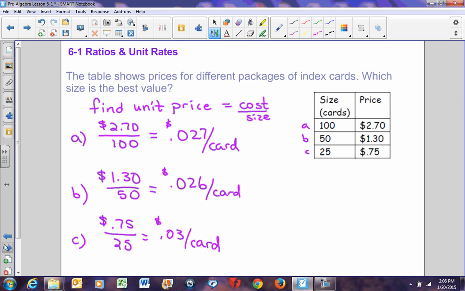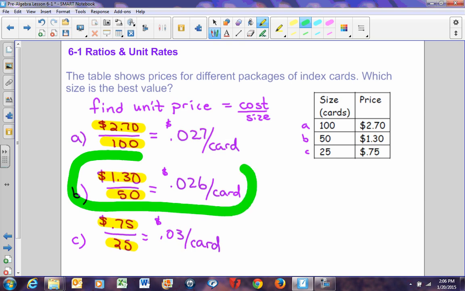And these are exactly the things I would need to see on your paper to prove that you actually plugged them in your calculator. You need to tell me what you would put into your calculator, and obviously what you got as a result out of your calculator. So if we look at these 3, clearly there is one that's a little cheaper than the rest of them. Which size is the best value? The best value is the 50 card size. So we would write the 50 card size is the cheapest.